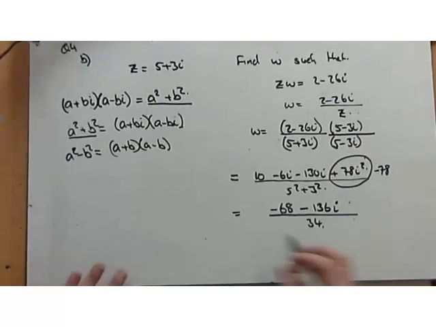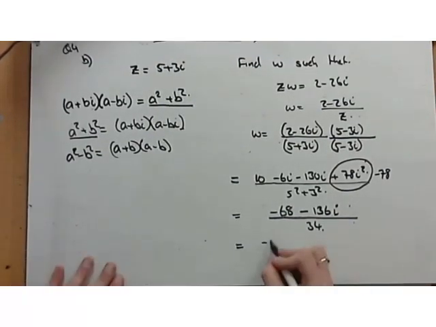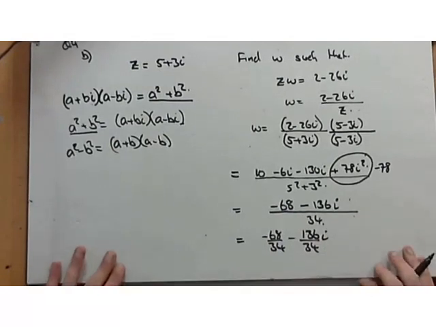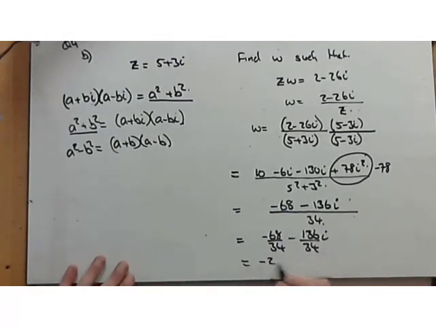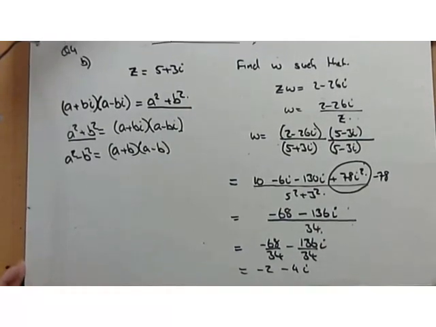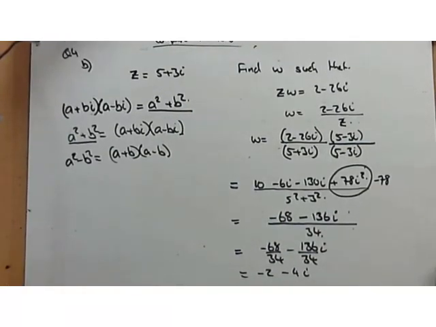This is equal to minus 68 over 34 minus 136 over 34i. And these numbers are nice because that's minus 2 minus 4i. Those numbers go in nice and evenly. So W is that number there.